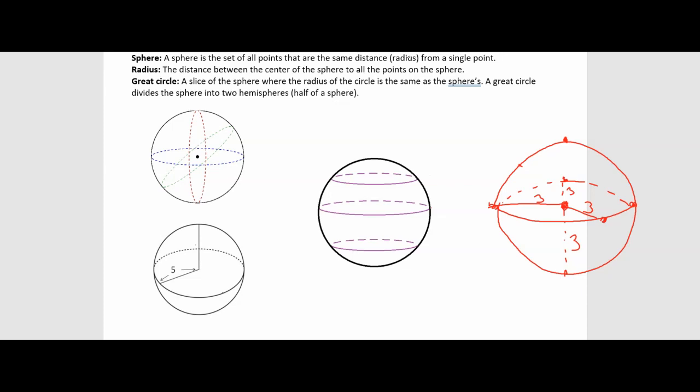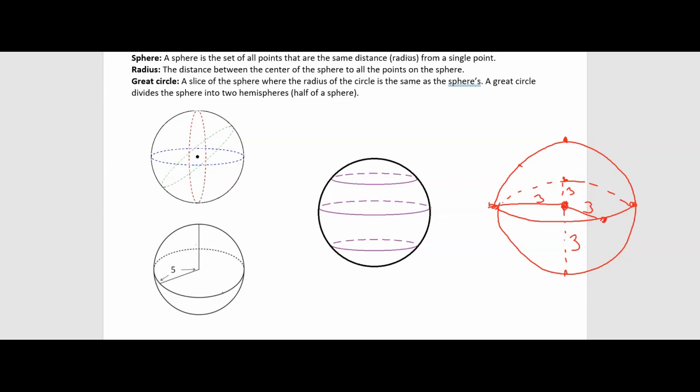The radius is that distance. In this case, the radius would be 3. It's the distance from the center of the sphere to all the points on the sphere. A great circle is a slice of the sphere where the radius of the circle is the same as the sphere's. A great circle divides the sphere into 2 hemispheres, half of a sphere.